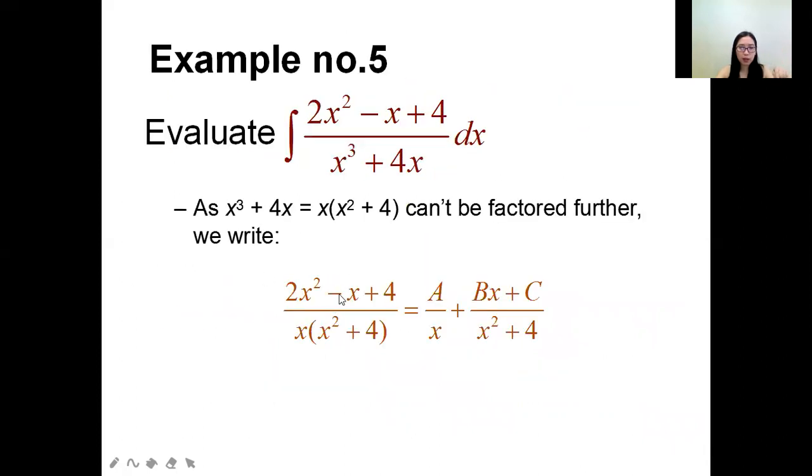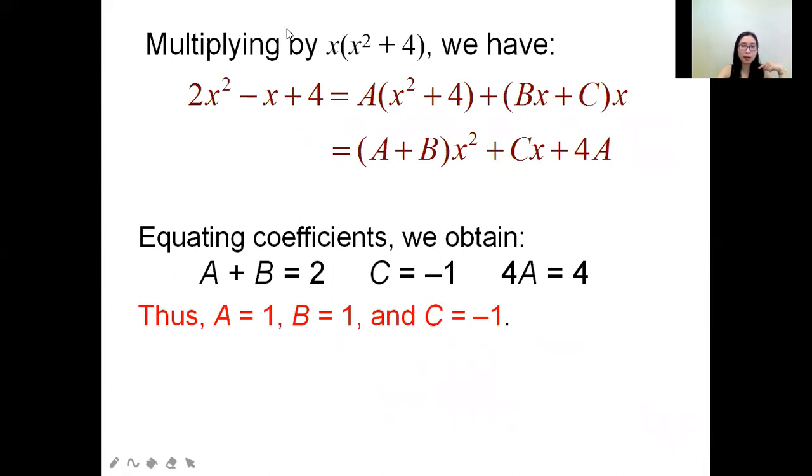Okay, so therefore (2x squared minus x plus 4) over x times (x squared plus 4), the common denominator is x times (x squared plus 4), is equal to A over x plus (Bx plus C) over (x squared plus 4). So this is an irreducible quadratic factor. Multiplying by x times (x squared plus 4), we have the numerator 2x squared minus x plus 4 is equal to A times the quantity (x squared plus 4) plus the quantity (Bx plus C) times x.